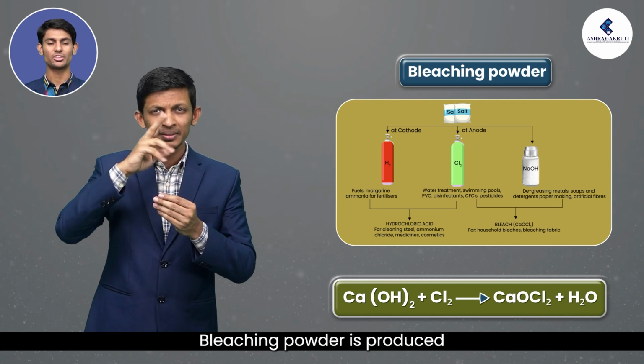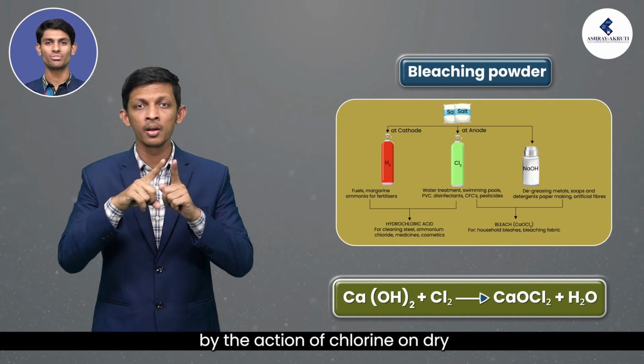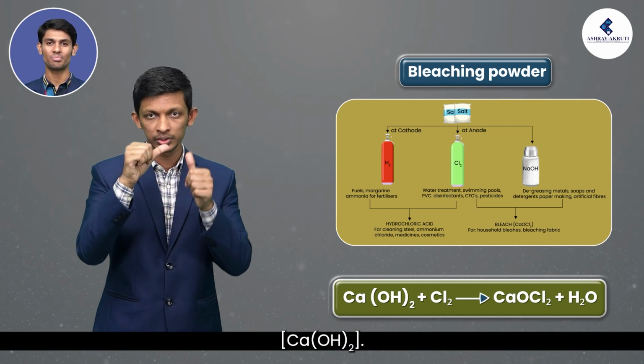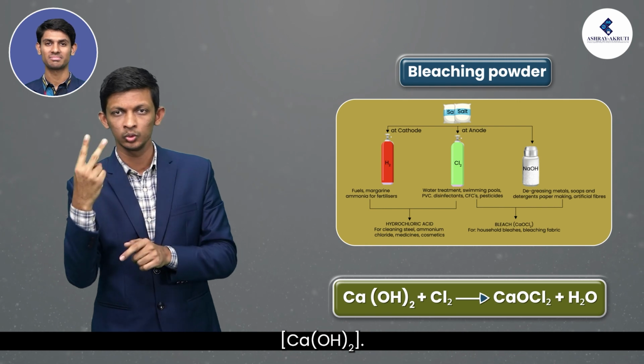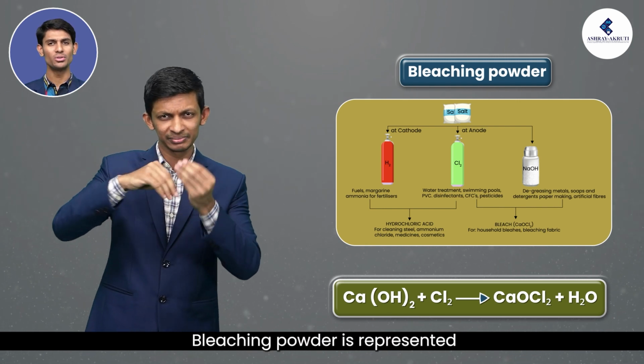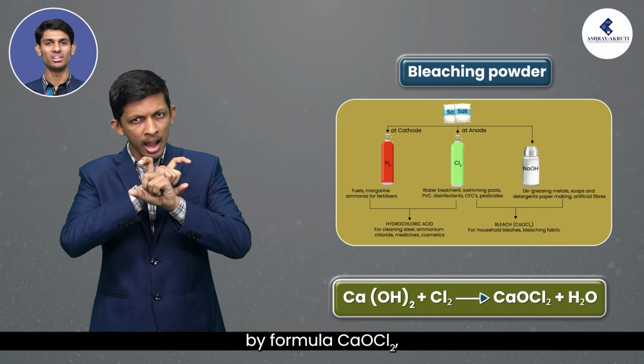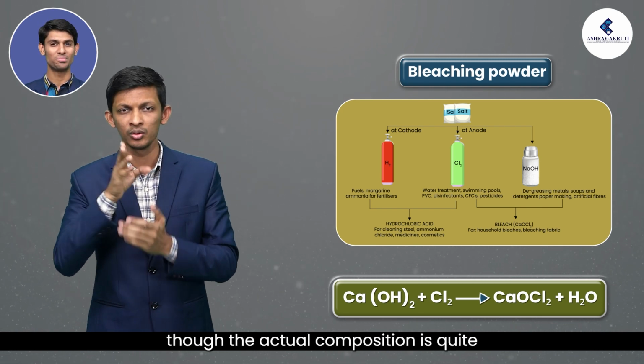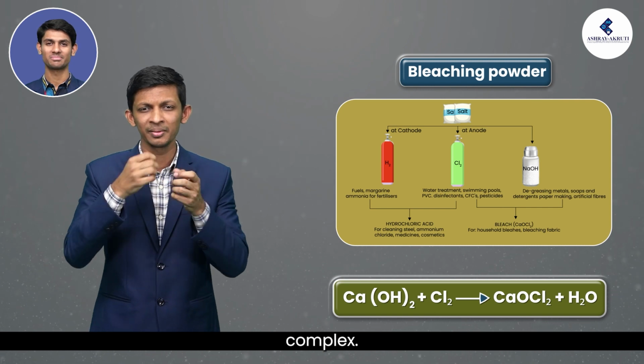Bleaching powder is produced by the action of chlorine on dry slaked lime, Ca(OH)2. Bleaching powder is represented by the formula CaOCl2, though the actual composition is quite complex.